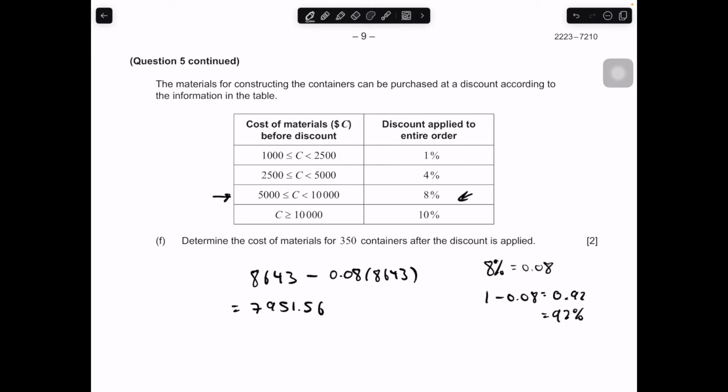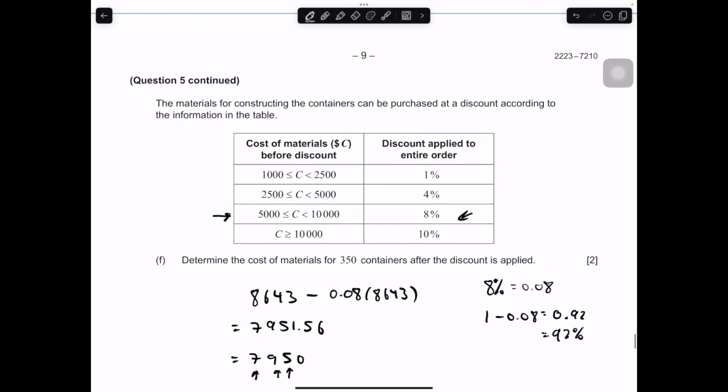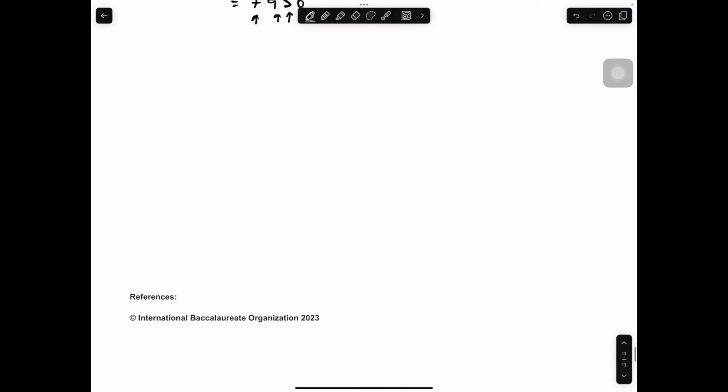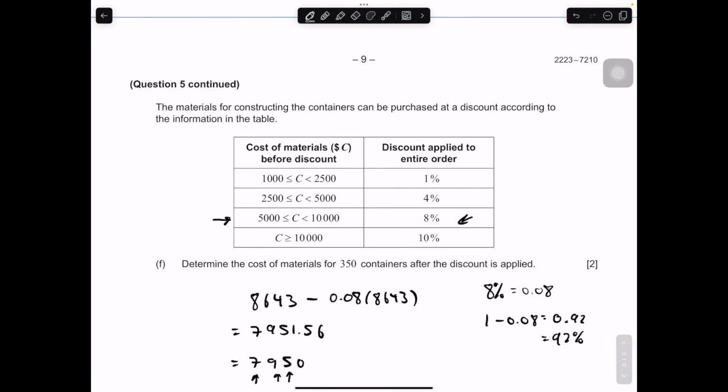All right. Determine the cost of 350 containers after the discount is applied. 3 sig figs. We would write this as 7950. Once again, 1, 2, 3. To be honest, a rather peculiar way to end a very complex question with a kind of simple discount, applying a discount. But overall, yeah, quite a good question. But a lot going on, certainly.